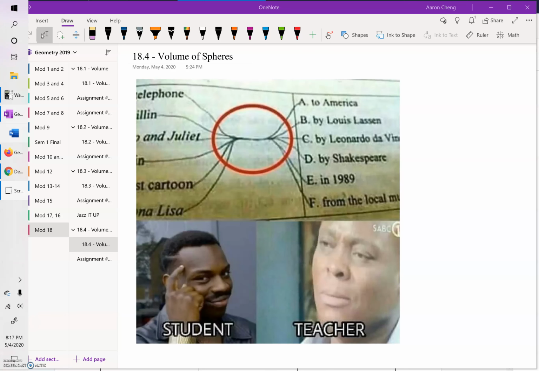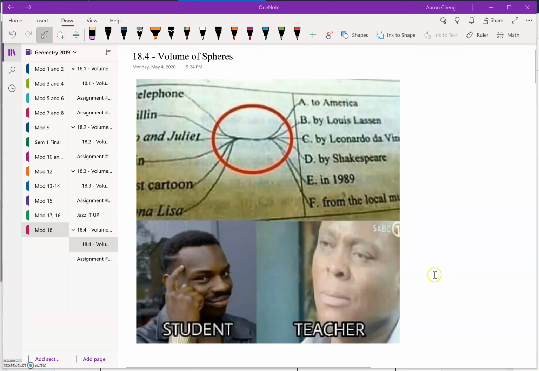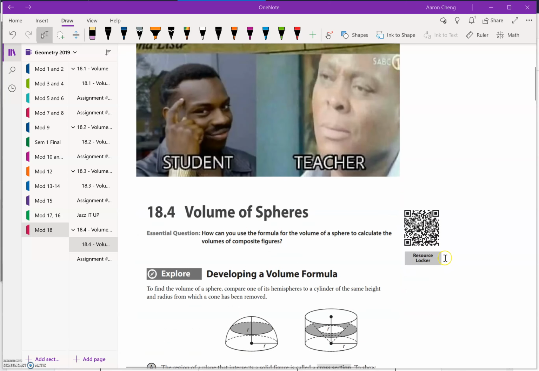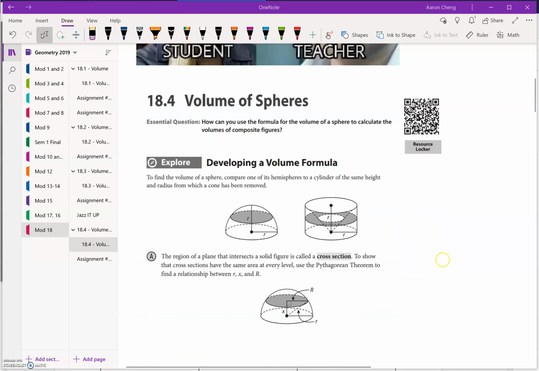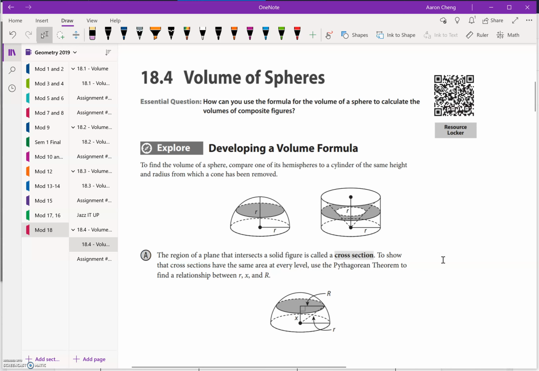Okay, so 18.4 is talking about the volume of spheres. In this section, if we had time in class, I would show you that the volume of a sphere is derived, well, one of the ways to derive it at least, is by looking at a cylinder with a cone removed and with the height of the cylinder being the same as the radius of the cylinder, so that both of those would have the same value, and then you could replace them for each other.